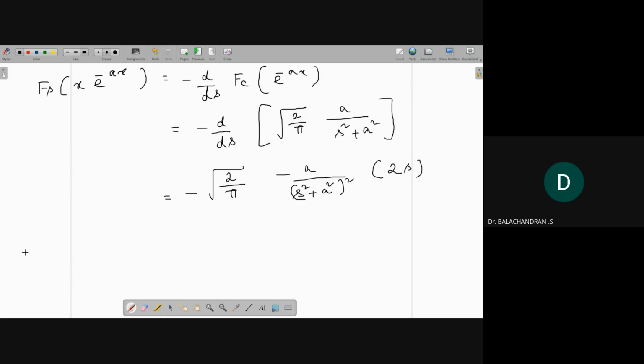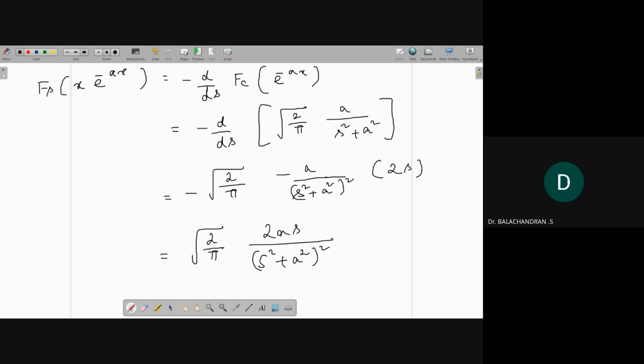So the final answer for the Fourier sine transform of x into e power minus ax is equal to root 2 by pi into 2as by s square plus a square whole square. So this is the Fourier sine transform of x into e power minus ax.